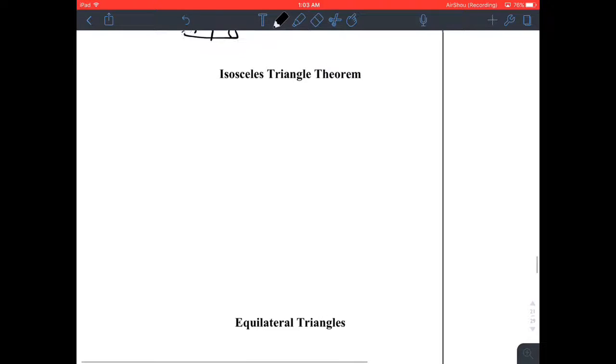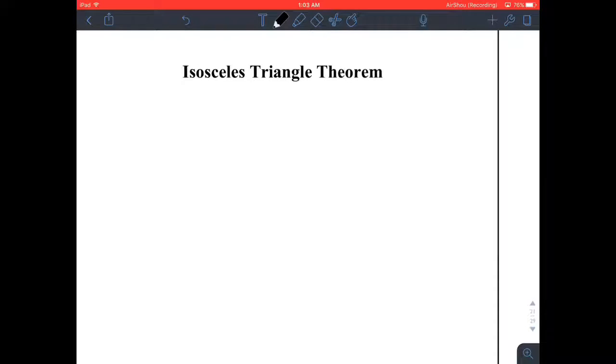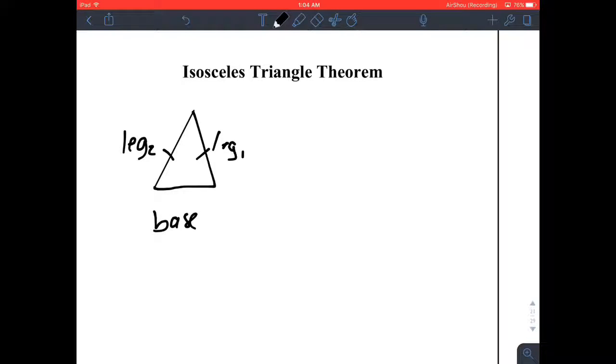The isosceles triangle theorem says that in an isosceles triangle, by the way, the two sides that are the same length are called legs. Leg 1, leg 2. The isosceles triangle theorem says that in an isosceles triangle, the two base angles have to be the same. The base angles are the angles opposite the legs.